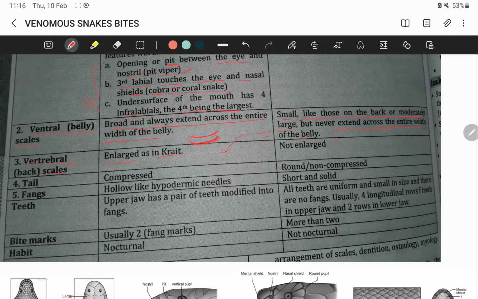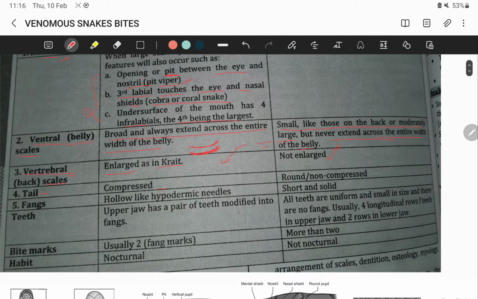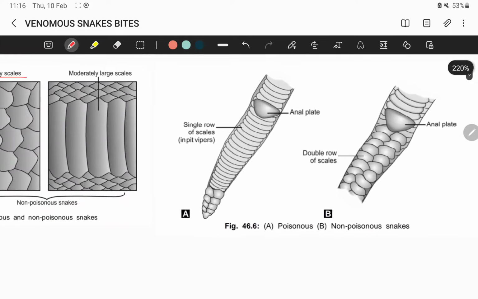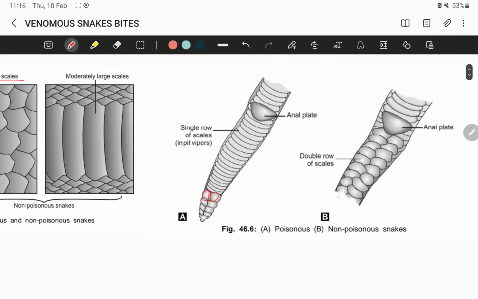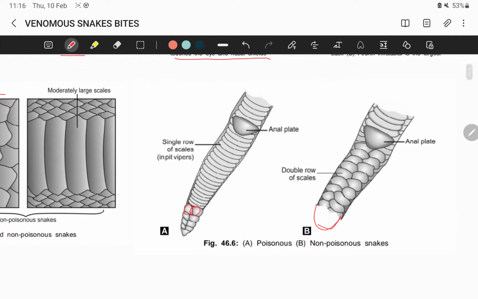in the non-venomous, right? So tails, the tails of the venomous are compressed. Okay, and these are round. Yeah, we can see this is compressed, right? But here it would be round or non-compressed in the non-venomous.